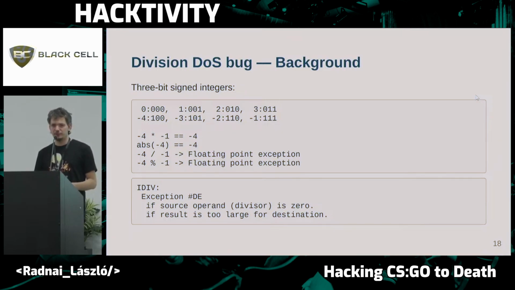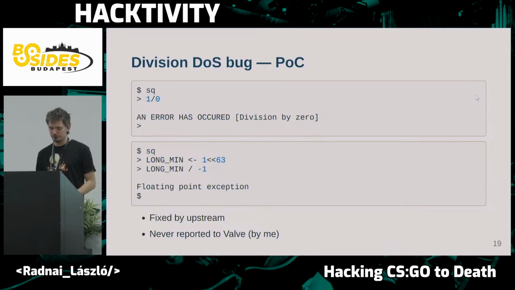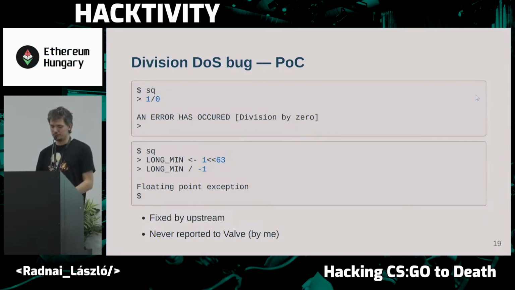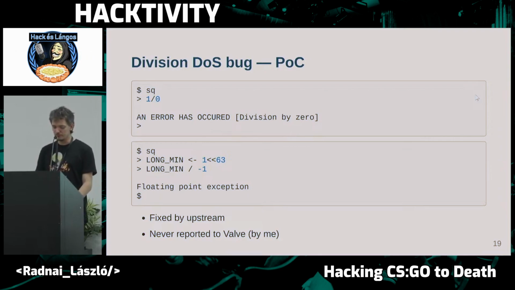But it actually crashes on x86 when you try some invalid operation with division and remainder operation. So when you calculate 1 divided by 0, there is a case that, okay, instead of calculating the result, raise an exception. But this is not present for the other case. So if you take the smallest negative integer there is and divide it by -1, the whole program crashes. This was fixed long ago by upstream. I've never bothered to report it to Valve because this cannot be weaponized further than DOS.